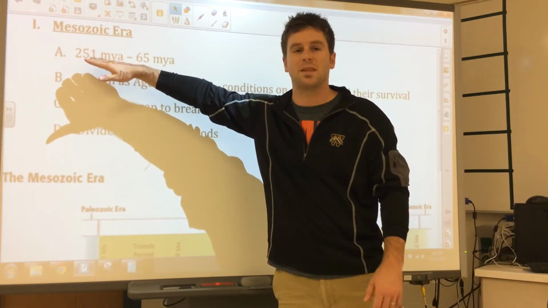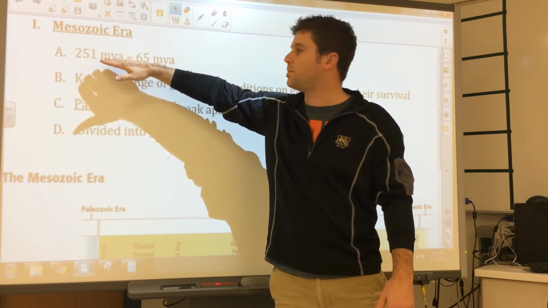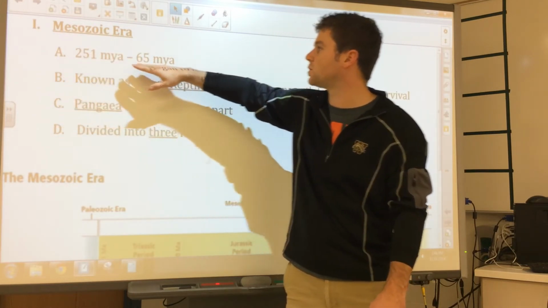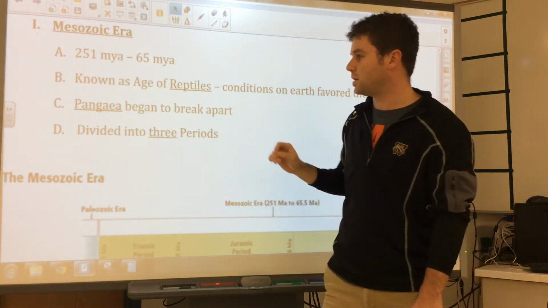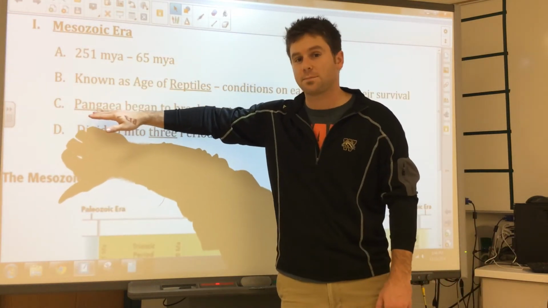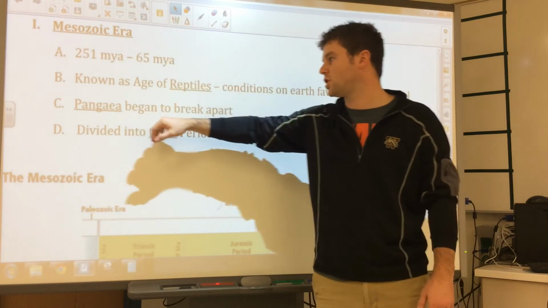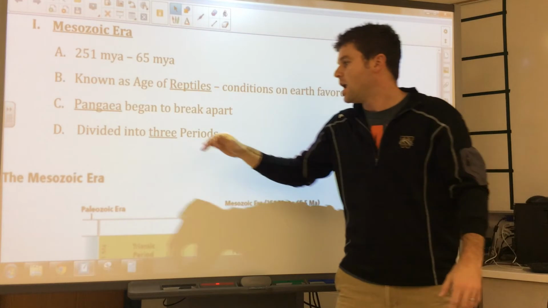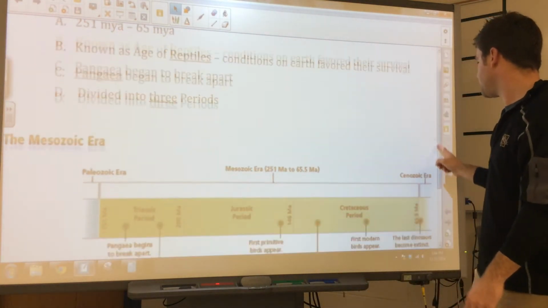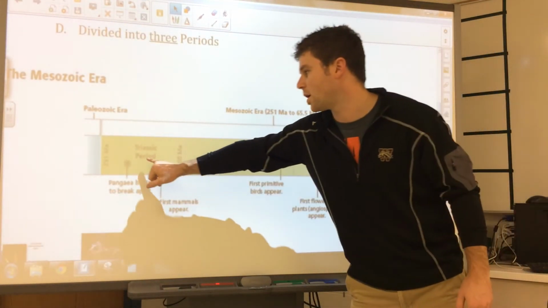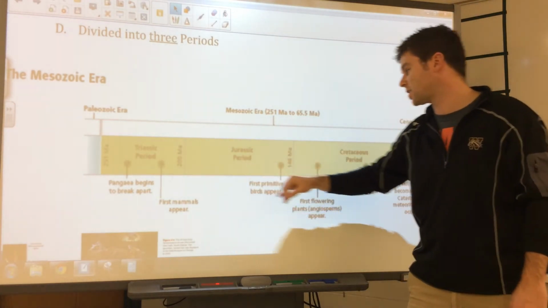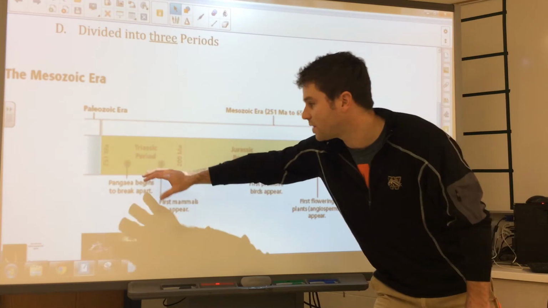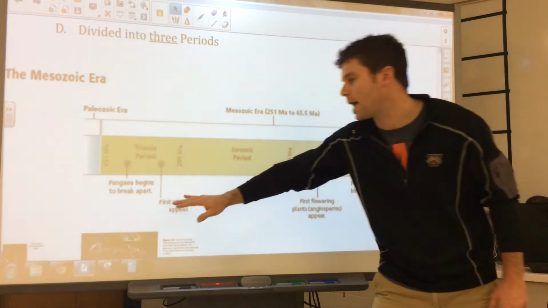This exists from the end of the Paleozoic era, 250 million years ago, to 65 million years ago. During this era, Pangaea began to break apart. So it was one landmass and it began to break apart. And this is divided into 3 periods. Okay, so if we look at the 3 periods, here's the Triassic period, the Jurassic period, and the Cretaceous period. Okay, and then within these, we've got some kind of snapshot things.